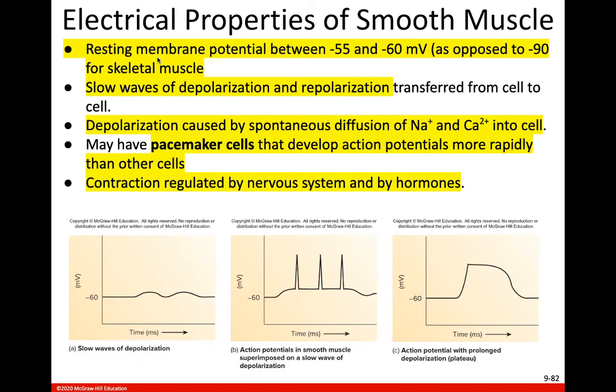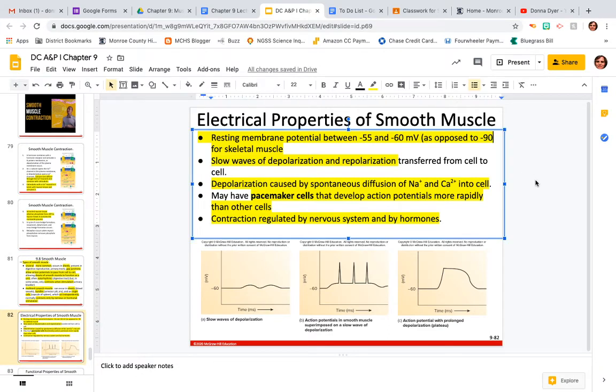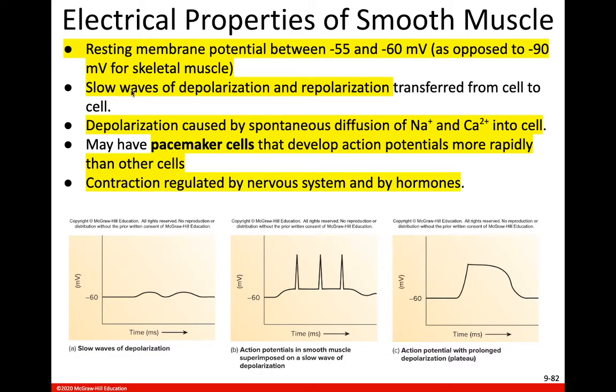Okay, some differences between the electrical properties of smooth muscle and skeletal muscle. Remember, skeletal muscle, I'm going to go ahead and fix that there. In skeletal muscle, the resting membrane potential is around negative 90 millivolts, but in smooth muscle, it is around negative 55 to negative 60 millivolts. Also, remember, skeletal muscle contracts very quickly, whereas with smooth muscle, we have slow waves of depolarization and contraction.